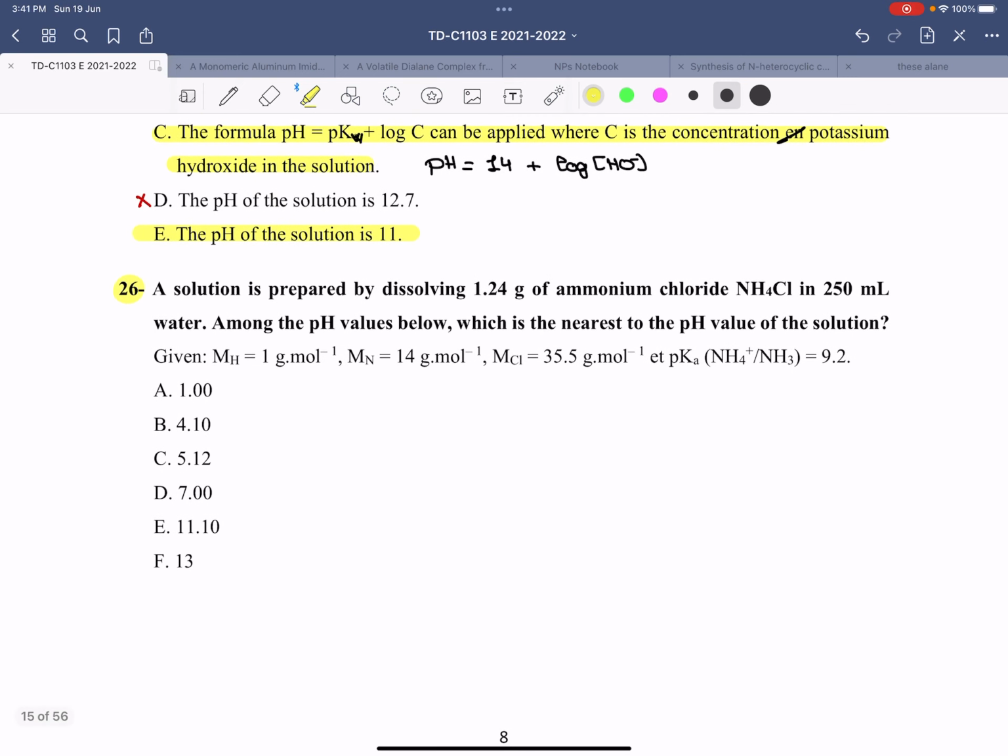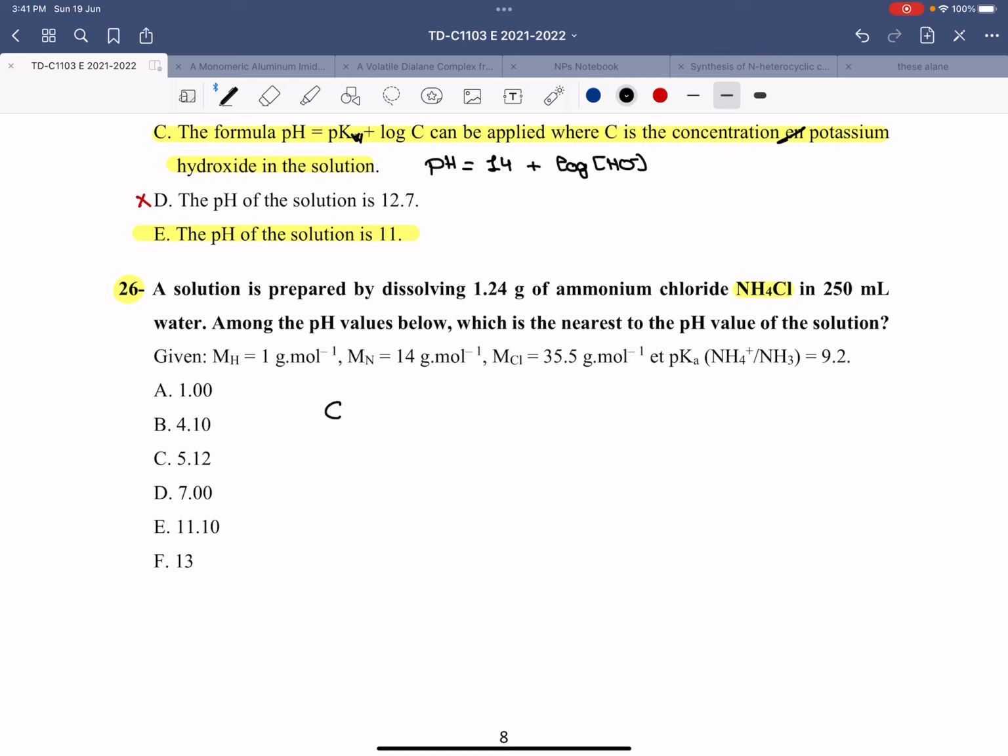Number 26. A solution is prepared by dissolving 1.24 grams of ammonium chloride, which is NH4Cl, in 250 ml of H2O. Among the pH values below, which is the nearest to the pH value of the solution? Now, when they say which is the nearest, approximately what is the nearest without calculation. However, it's always better to just calculate. To calculate, simply find the concentration.